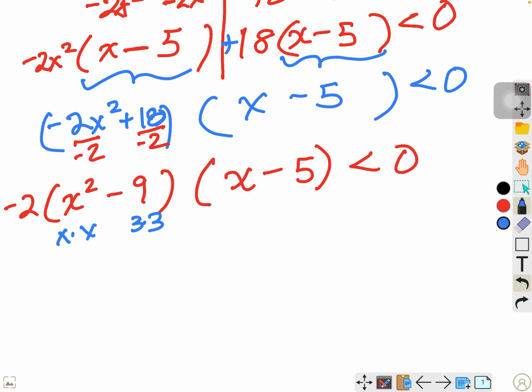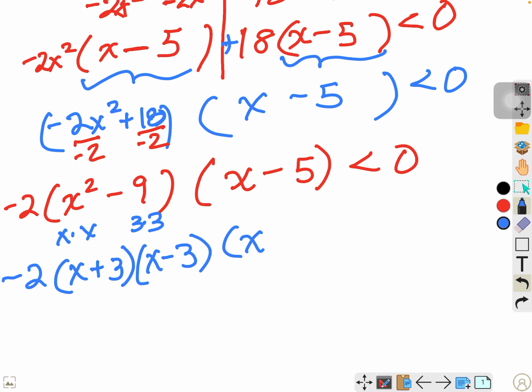And we factor. Negative 2 times the quantity x plus 3 times the quantity x minus 3 times the quantity x minus 5 is less than 0. Okay?